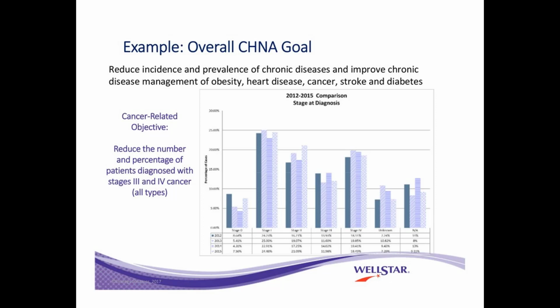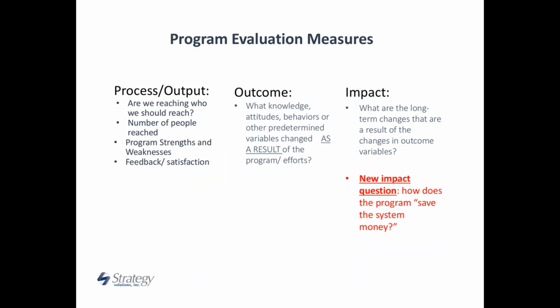So their cancer-related objective is to reduce the number and percentage of patients diagnosed with stages 3 and 4 cancers of all types. The idea is we're going to intervene, we're going to do screenings, we're going to intervene early and catch people. So we want the early stages to go up, we want the later stages to go down. And then we look at each particular program and we start to think about, okay, what are the program evaluation measures, the process and output measures, outcomes, and impact, like we talked about specifically in our last session.